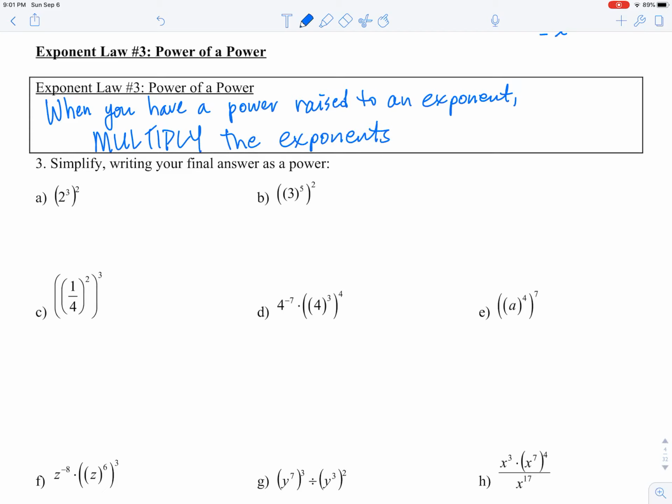So for 3a, we have the power 2 to the 3, and it's squared. If we were going to do this old school and write it out long form, it'd be 2 to the 3 times 2 to the 3, which would mean it'd be 2 to the 3 plus 3, which would give us 2 to the 6.